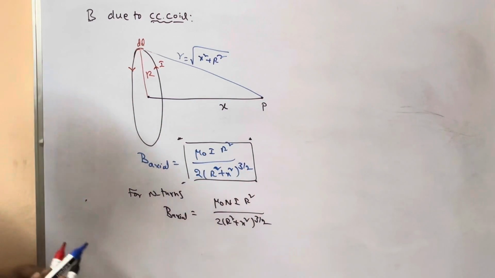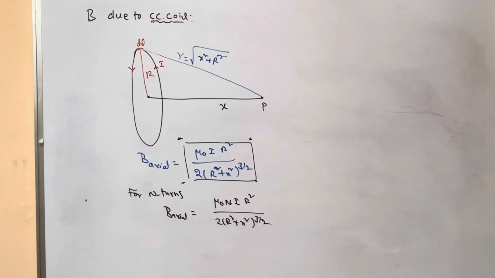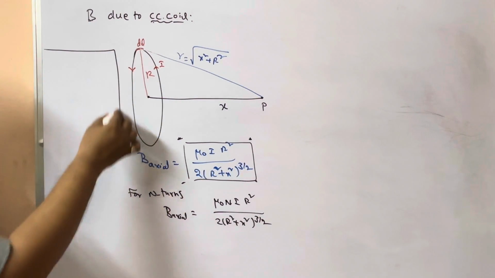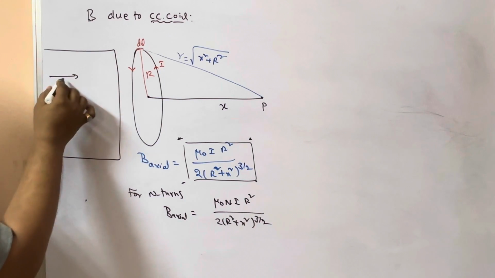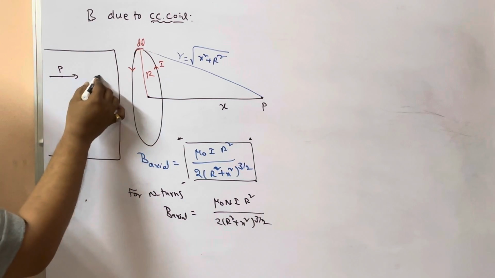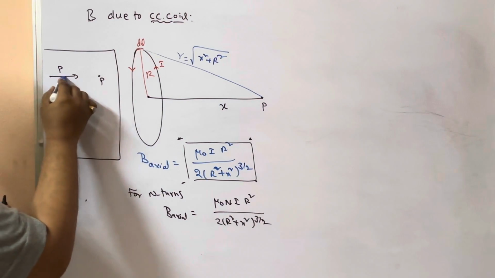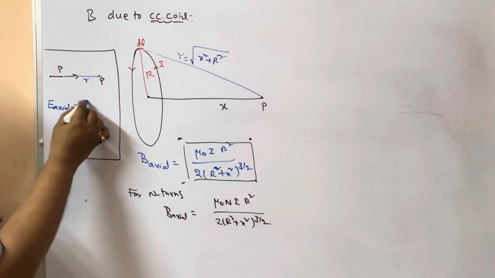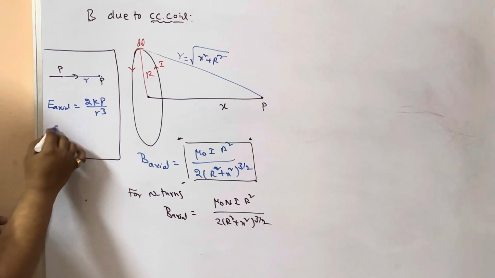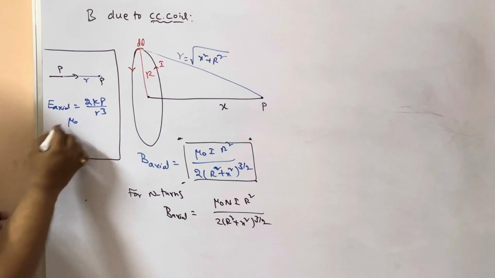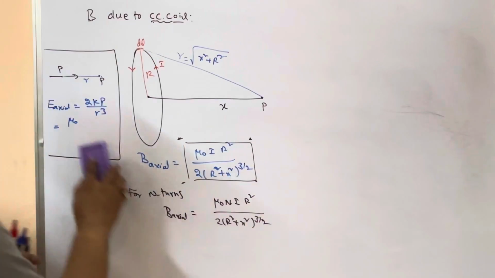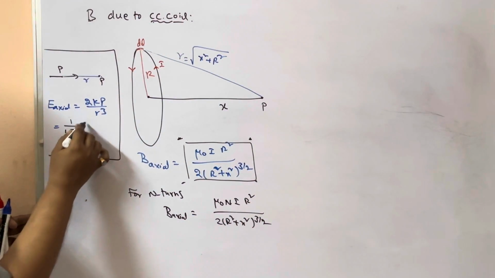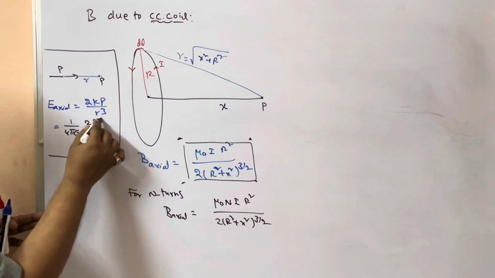Before rearranging this, recall the electric field intensity due to a dipole on its axial line. If it is a short dipole at a distance small r, the electric field intensity E on the axial line is equal to 2kp by r cube. What is k here? k is 1 by 4 pi epsilon naught, so E is 1 by 4 pi epsilon naught into 2p by r cube.